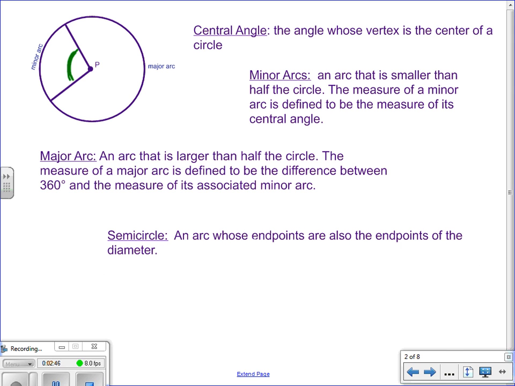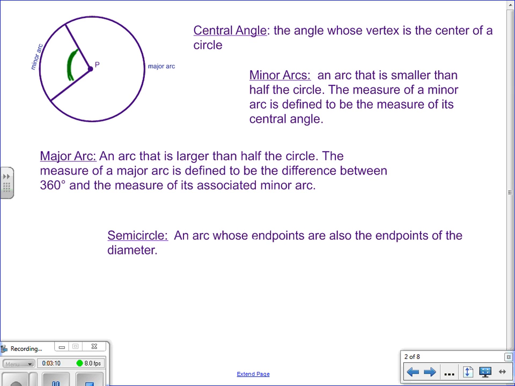So here's a more formal definition of what a semicircle is. It's literally just half of the circle. And when you think about it, when you cut a circle in half, we're talking about the diameter, okay? So the semicircle is defined as the arc that has the endpoints of the diameter as its endpoints. And hopefully that's common sense. We already know that, okay?